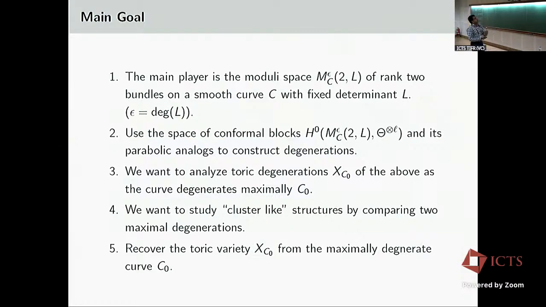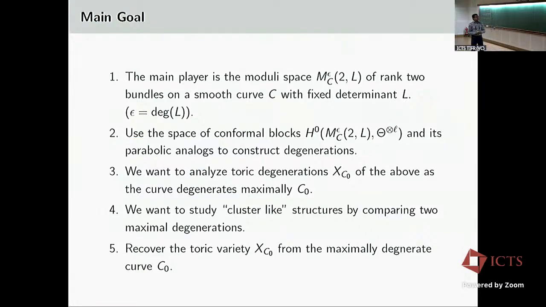Throughout this talk, as the topic of the conference is geometry, representation theory, and combinatorics, I think I'll try to justify all those topics. The main player in this is the moduli space of vector bundles of fixed determinant. So C is a smooth projective curve, epsilon is the parity of the degree of the line bundle that you are fixing, and 2 is the rank of the vector bundle. So this is the moduli.